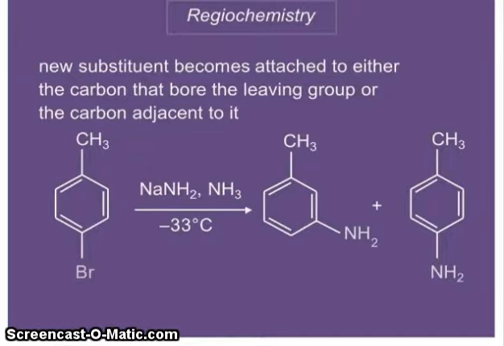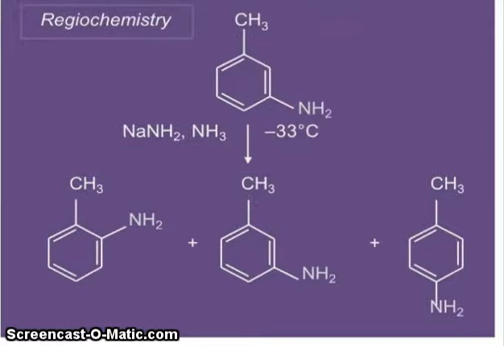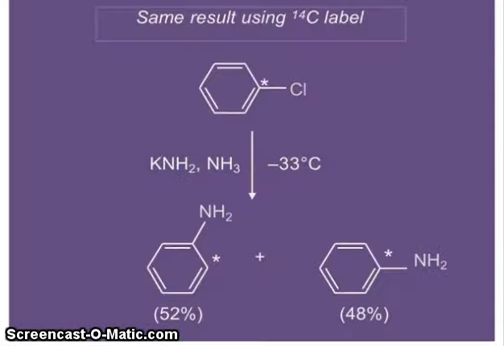For bromotoluene, NaNH2, ammonia, minus 33 degrees Celsius, it gives these products. So regiochemistry: at minus 33 degrees Celsius, it gives three products, ortho, meta and para. Same result using carbon-14 label. You can see 52% of these products and 48% of the other products.